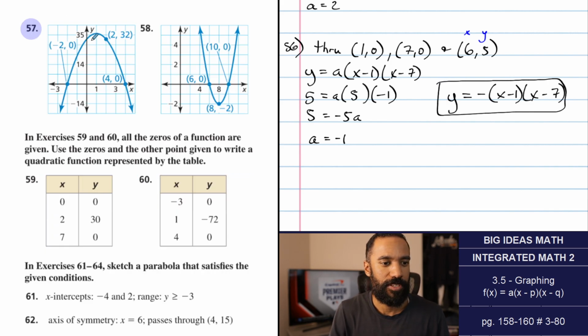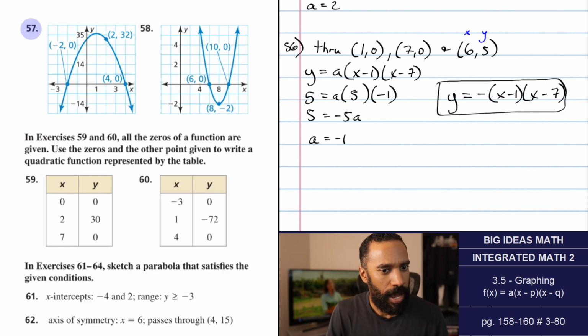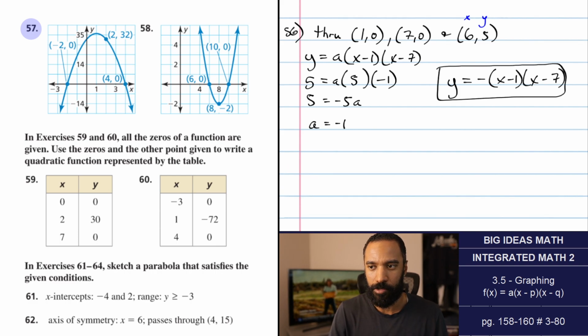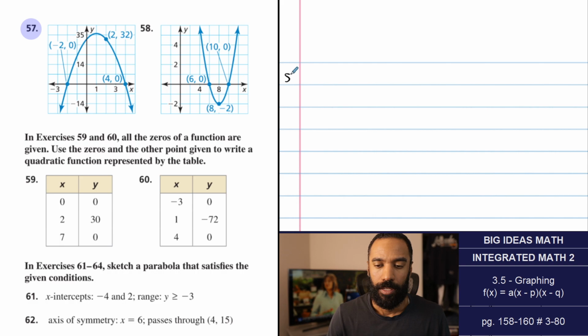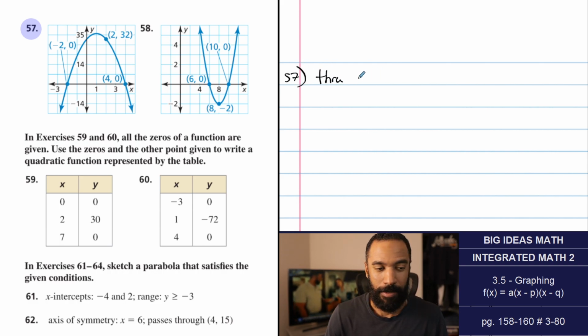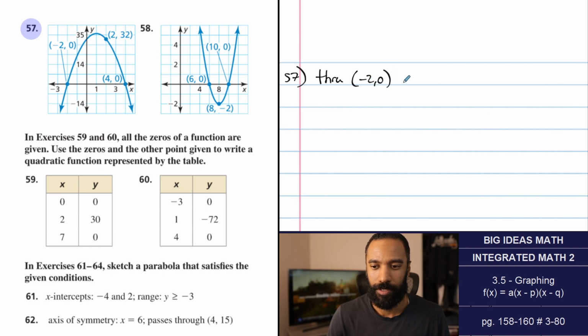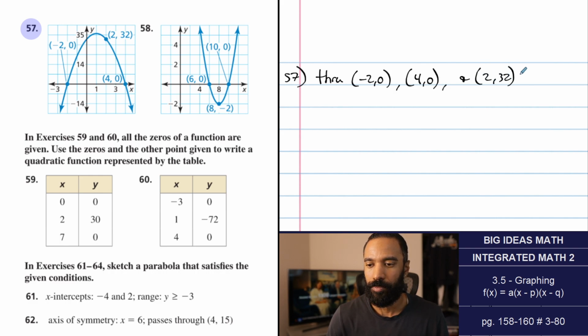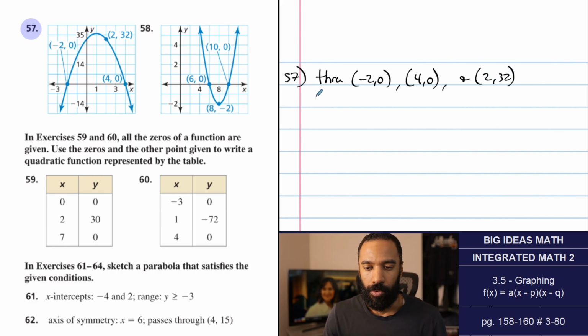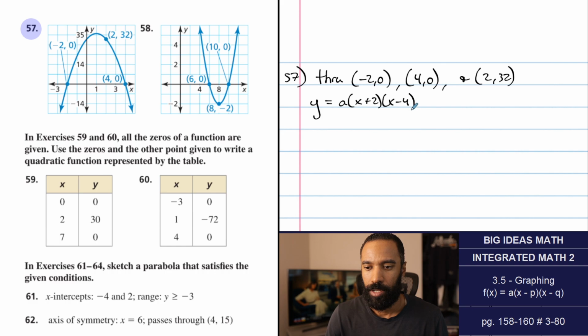Okay, 57 and 58, more of the same. Literally more of the same. There are still intercepts, so it's just repeats. I'm not going to change what I do at all. So we get through the same bits, through negative 2, 0, 4, 0, and 2, 32. Okay, so we can do y equals a times x plus 2 times x minus 4.